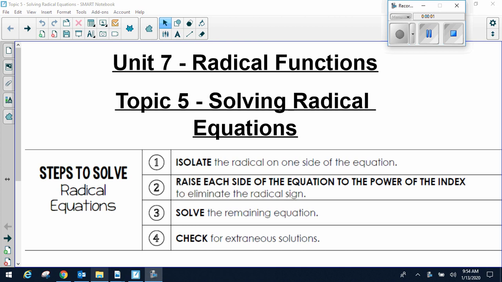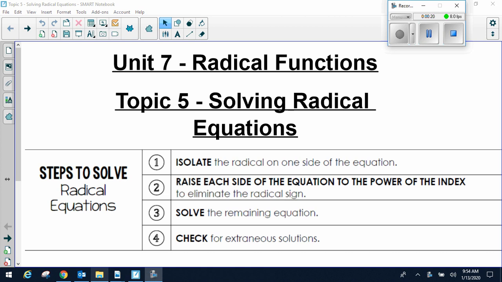All right, so today we're going to talk about how to solve radical equations. And to do that, we're going to have to first isolate the radical. Everything from outside the radical must move to the right-hand side. Then you're going to raise each side of the equation to the power of whatever that index is to eliminate the radical sign. Basically, we'll get rid of it, cancel it out.